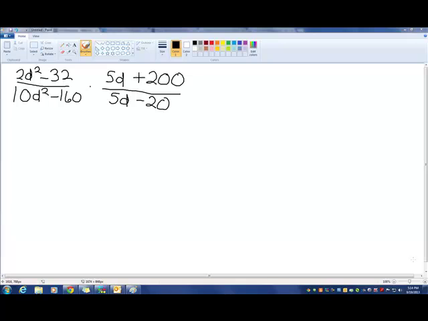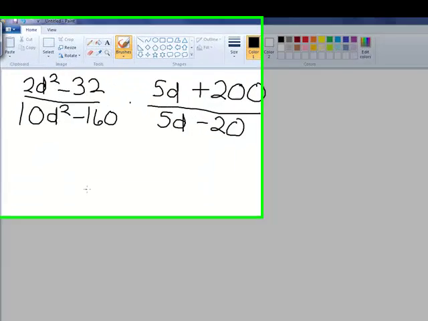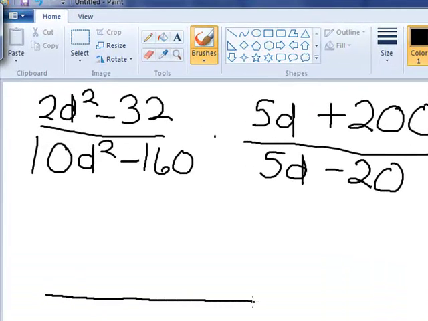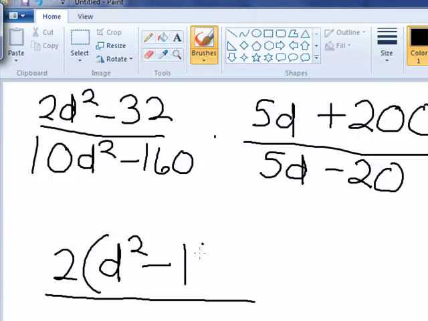All right. So in these problems involving multiplying and dividing and simplifying fractions, the thing we've got to remember is that factors are what's going to cancel. So the first thing we need to do is get everything factored. Let's take, for example, this 2d squared minus 32. We can break that down into 2 times the quantity d squared minus 16. That's going to factor further too, but let's just do some of the first steps of factoring here.